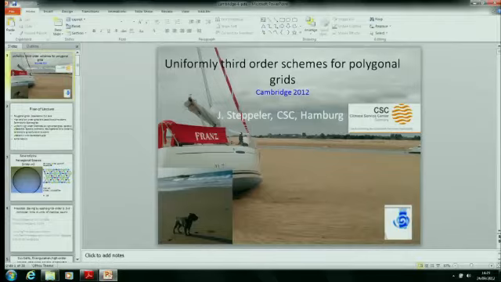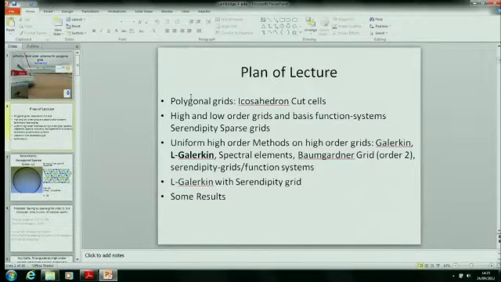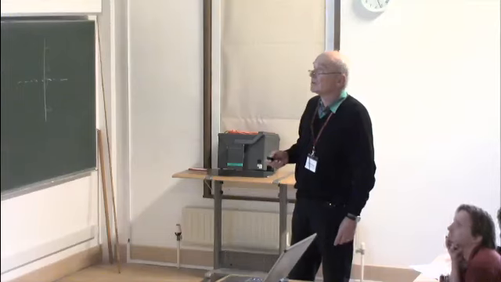I would like to speak about polygonal grids, in particular icosahedron and cut cells, and the grids themselves have an order. It's an order of a grid, and of course that transfers to the order of the methods, and the methods I use on them, several come into questions.